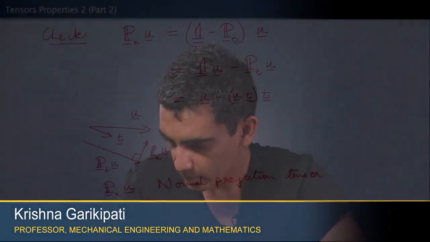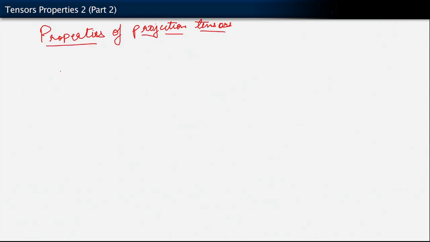All right. Now, projection tensors have certain properties, and we will look at them now. The properties are the following.